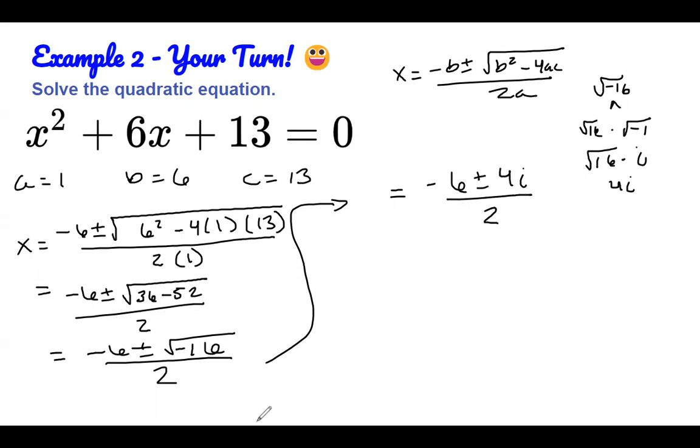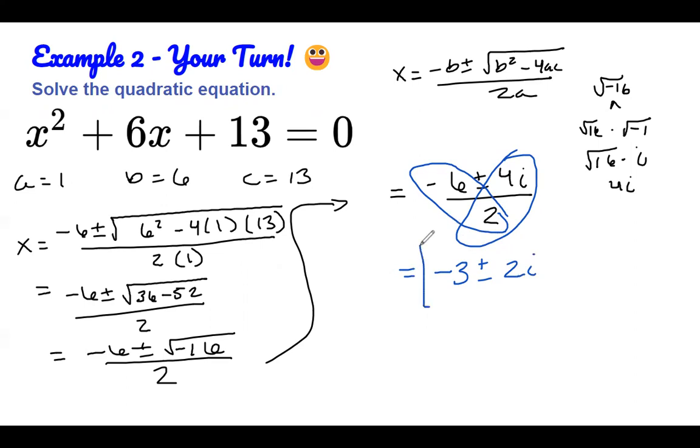All right, last step. Notice here that 6 is divisible by 2. 4 is divisible by 2. So we can go ahead and simplify both parts, my real number and my imaginary number. Negative 6 divided by 2 is negative 3, and 4i divided by 2 is 2i. So my solution should be negative 3 plus or minus 2i.